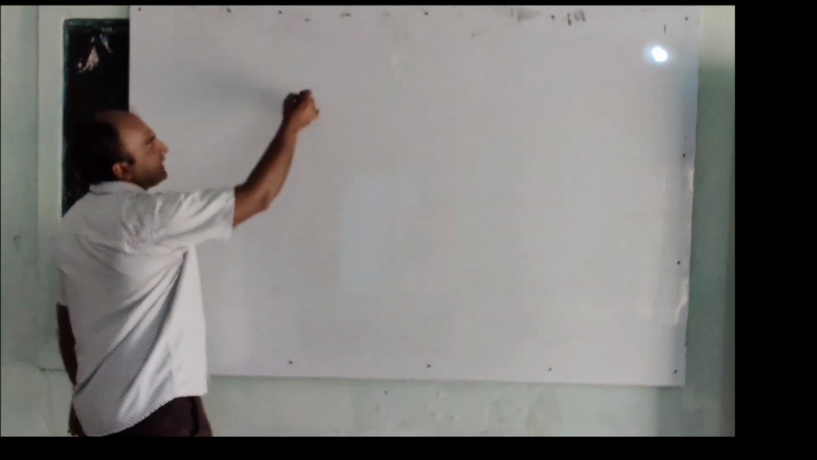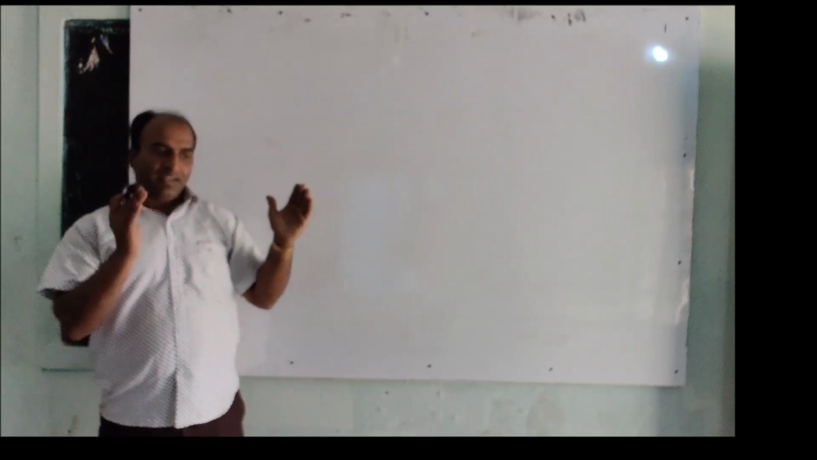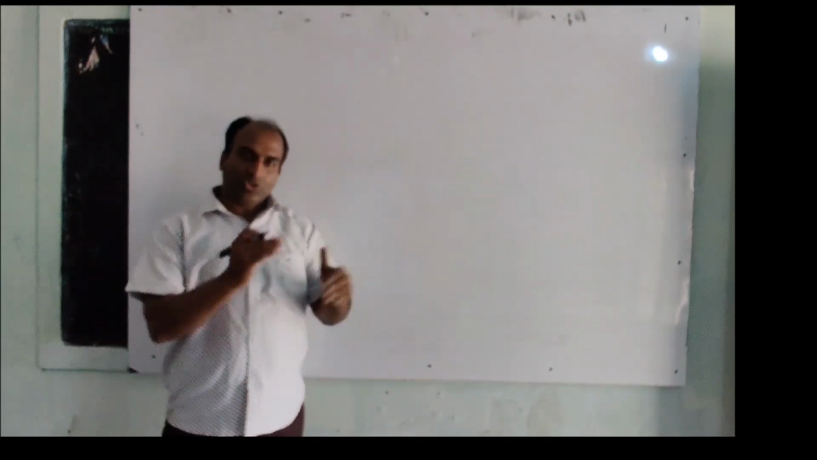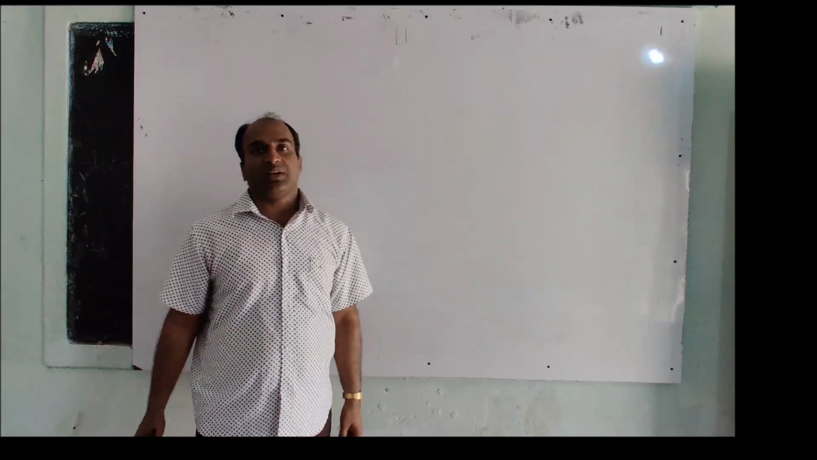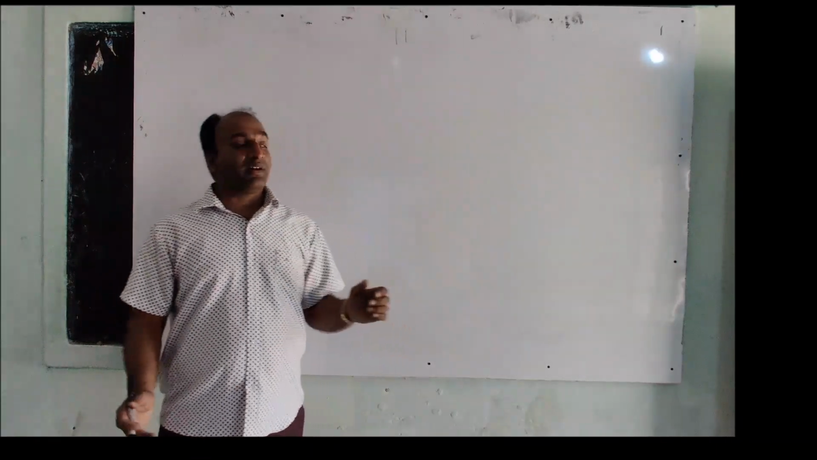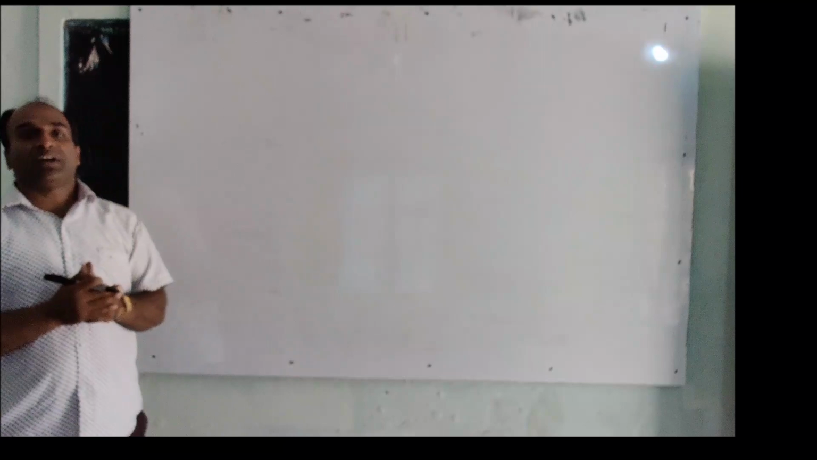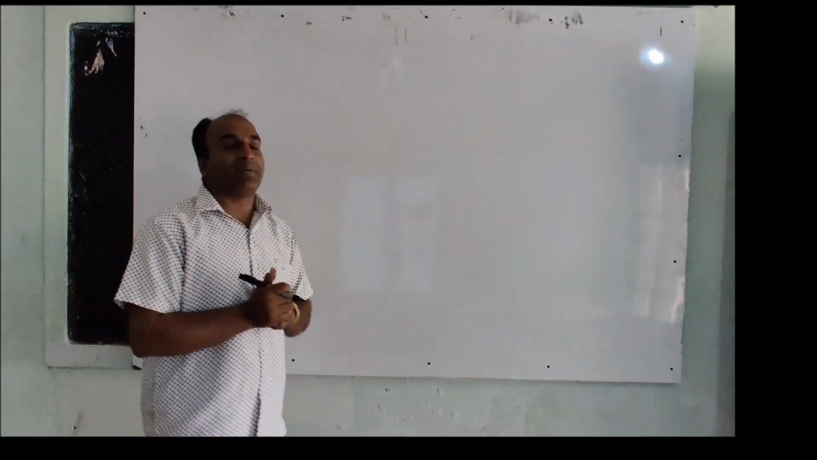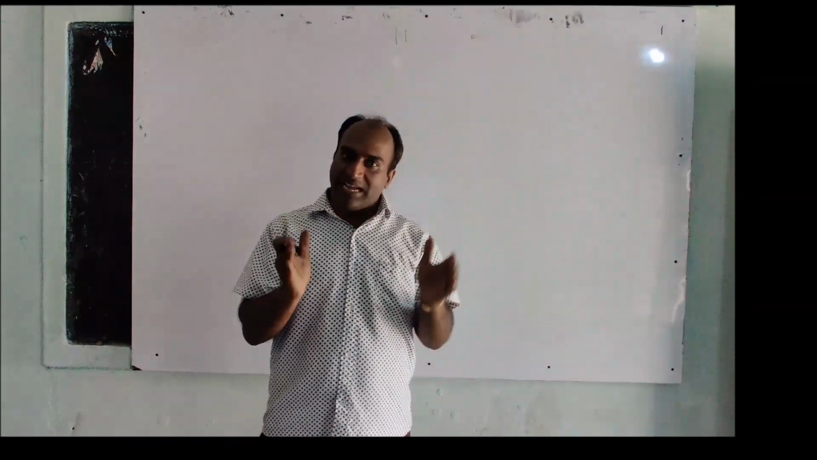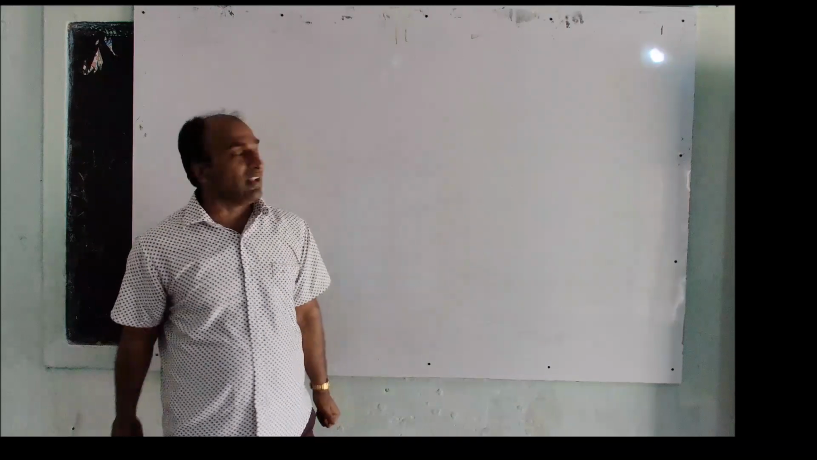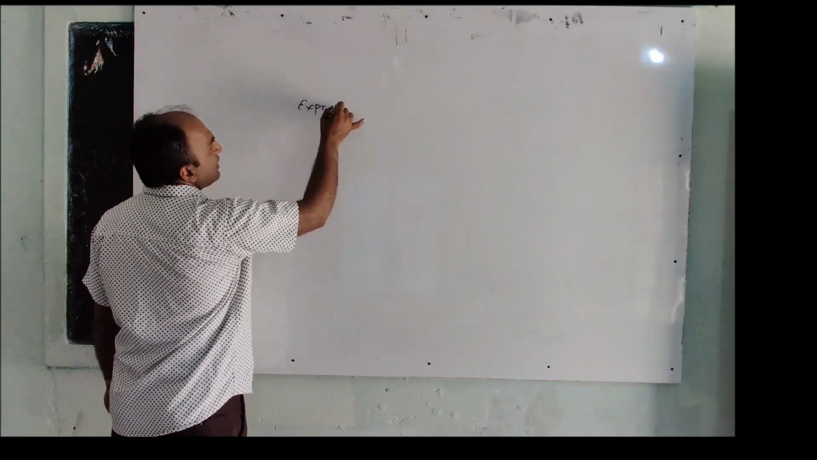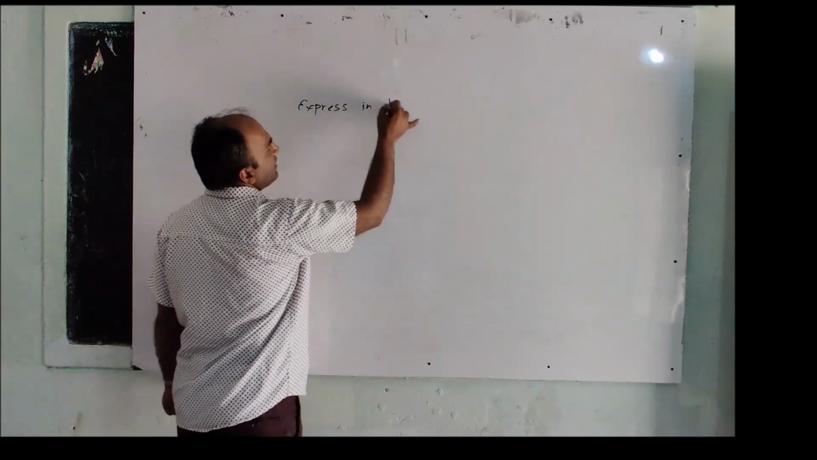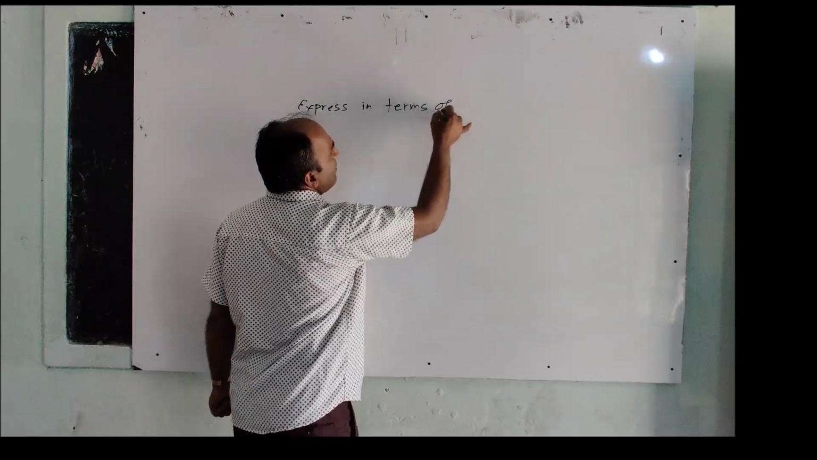Now, in this topic, we express any big numbers or small numbers in terms of powers of 10. If we express very big numbers and very small numbers in terms of powers of 10, it saves our time and space as well. Therefore, how do we express in terms of powers of 10?